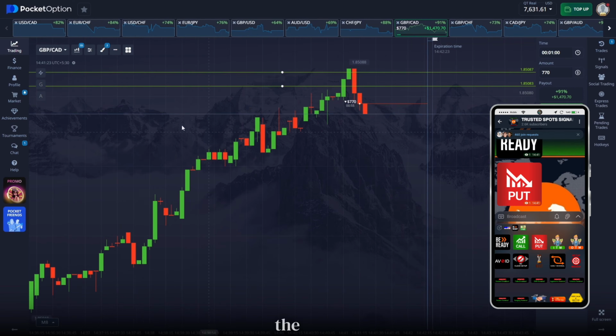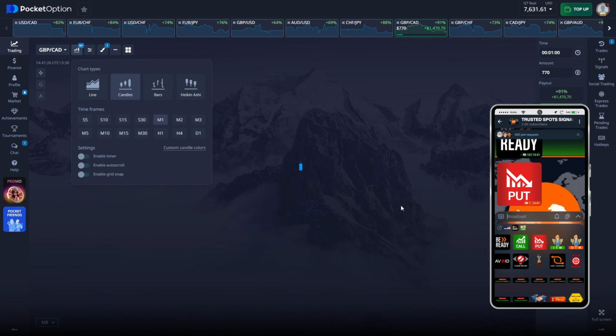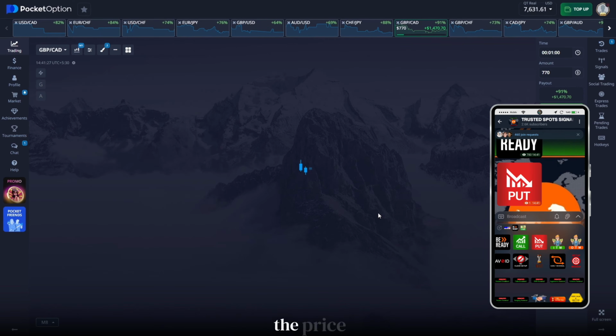Let's understand the logic behind this trade. So as you can see here, I did not wait for the 1 minute candle to close. The reason why I did not wait is because the price hit a strong resistance.